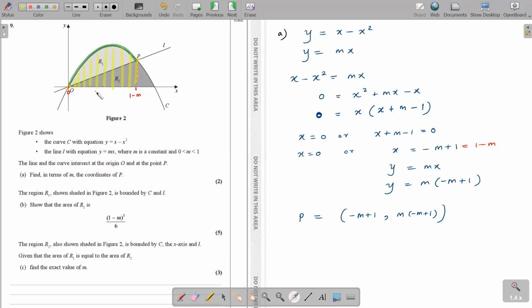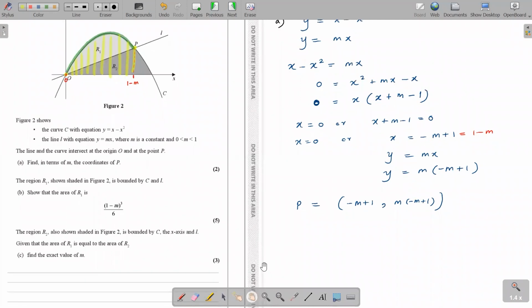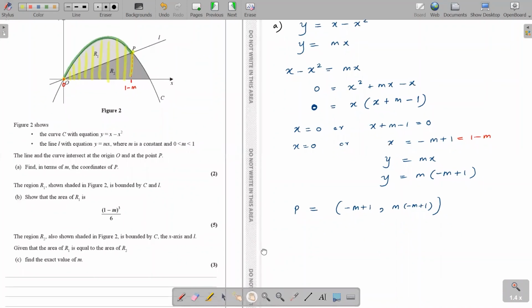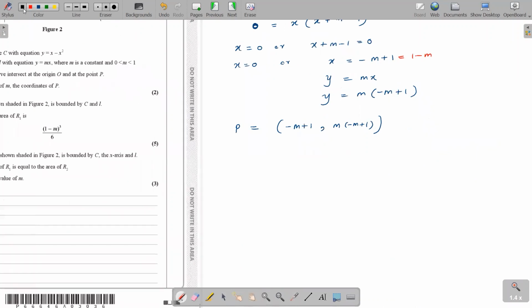Afterwards, remove this triangle. Do you see a right angle triangle here? Or, if you want, you could get the area underneath the line from 0 to 1 minus m, and then subtract the two areas. Okay? So shall we try that? First we'll find the area completely underneath the curve. So area underneath the curve, part B.